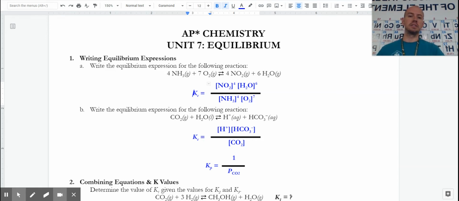We'll put our two products on the top. They are raised to their coefficients as exponents. Our two reactants on bottom, coefficients as exponents. An important piece here is to pay attention to the states of matter, which we'll see in the next one.